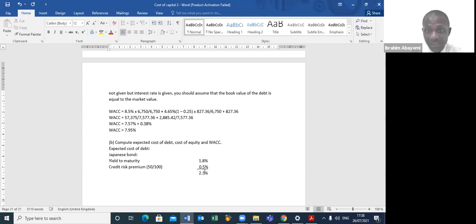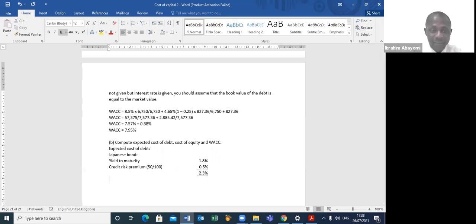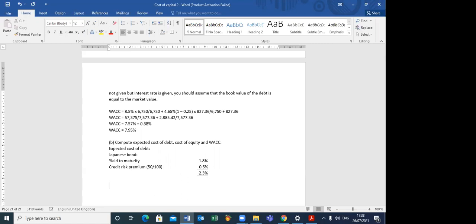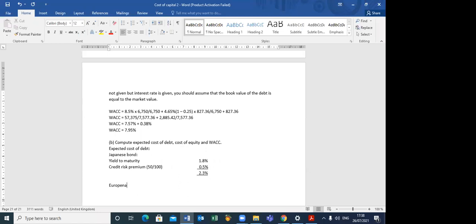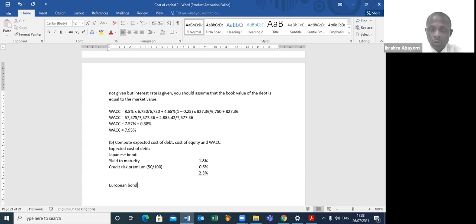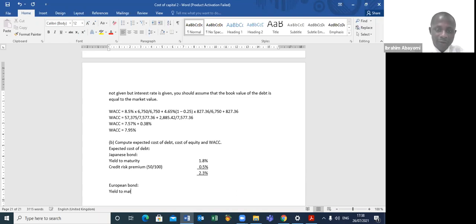But you know, the bond is not only going to be raised in Japan, Abi. 50% in Japan. What about the remaining 50%? The remaining 50% is going to be raised in the euro. So I come to the European bond. The same thing we did. What's the yield to maturity for 10 years?